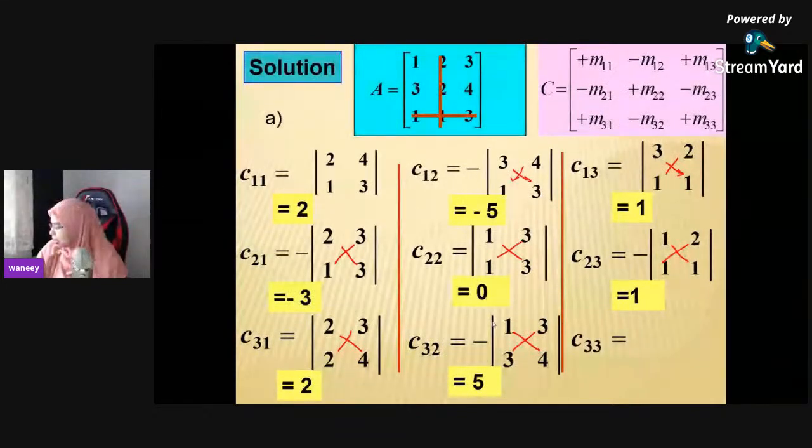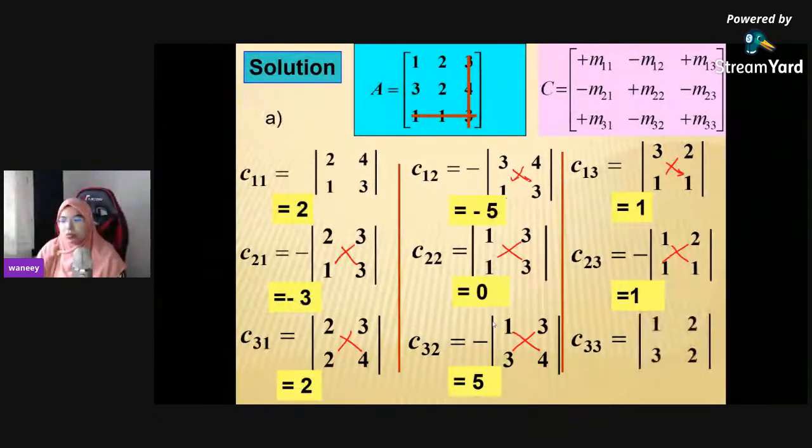And then C33, deleting third row, third column. So 1, 2, 3, 2. And then AD minus BC. So 1 times 2 minus 2 times 3. So it will become negative 4.